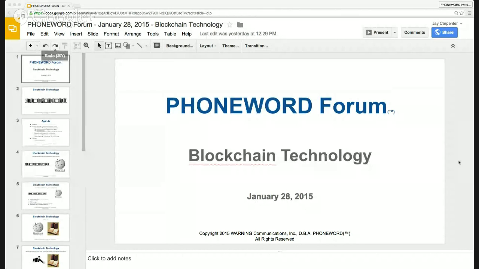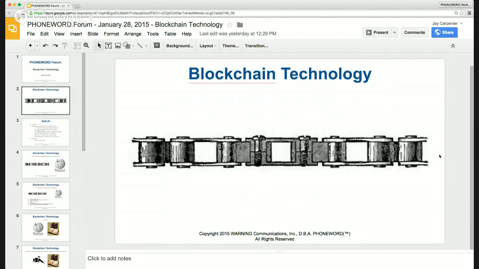There is a presentation on PhoneWord.com under the PhoneWord Forum, and we will take a look at that right now and start going through it. So you should be able to see the presentation at this point. This is just the introduction page, and this is just a graphic that is being used to represent blockchain technology. Looks like a motorcycle chain or what have you.